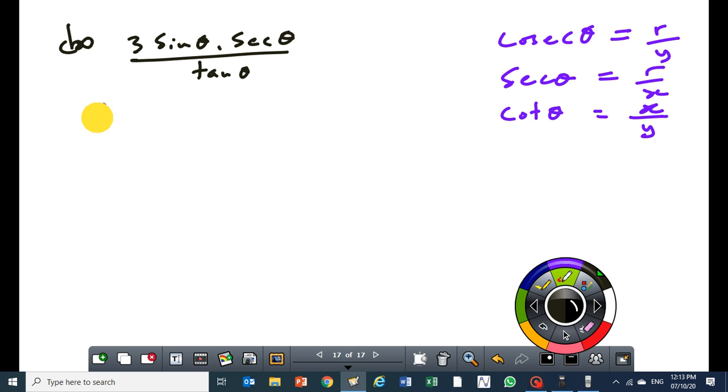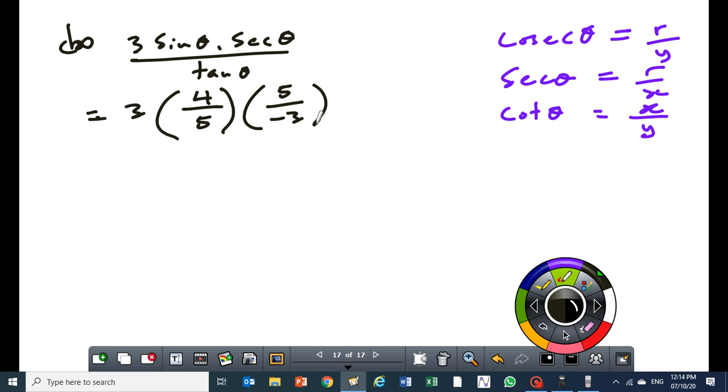So here, from the information we have, sine is going to be y over r. What is y? It's 4. What is r? It's 5. So sine theta is 4 over 5. Sec theta is equal to r over x, because sec is the reciprocal of cos. So it's r, which is 5, over x, which is negative 3. All over tan theta, which is y over x, and y is 4, and x is minus 3.